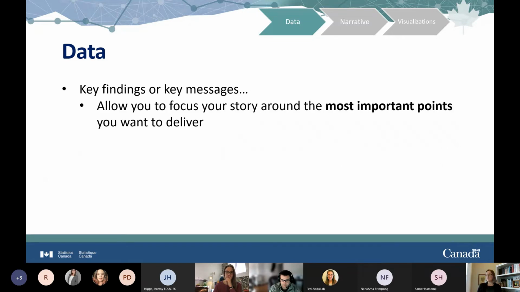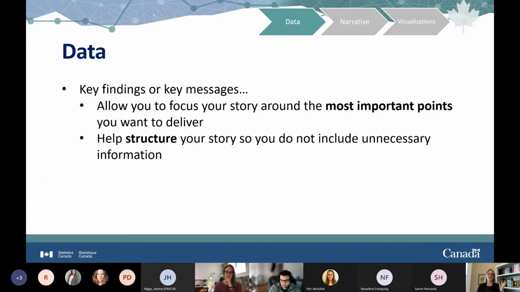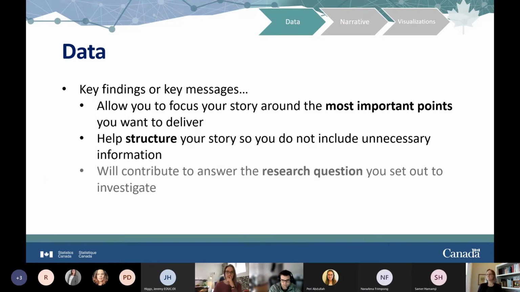And your key findings or your key messages will allow you to focus your story around the most important points you want to deliver. You probably will not report everything that you've done in your analytical journey at this point. You have to be your own editor. Your job is to document everything, but you also have to be your own thorough editor for your own work. So your key messages will help you structure your story so you do not include unnecessary information for your audience. We're going to get back to that. And your key findings will contribute to answering the research question you set out to investigate.